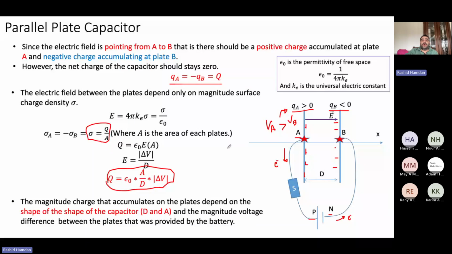Here, in this relation, we're only talking about the magnitudes, so I'm going to take the absolute value of delta V. So this relation gives us the magnitudes, and this gives us the sign. We know that the electric field goes from the positive to the negative, and the voltage goes from high voltage to low voltage. So this actually gave us a very nice relation between the charge that I'm isolating on the plates.